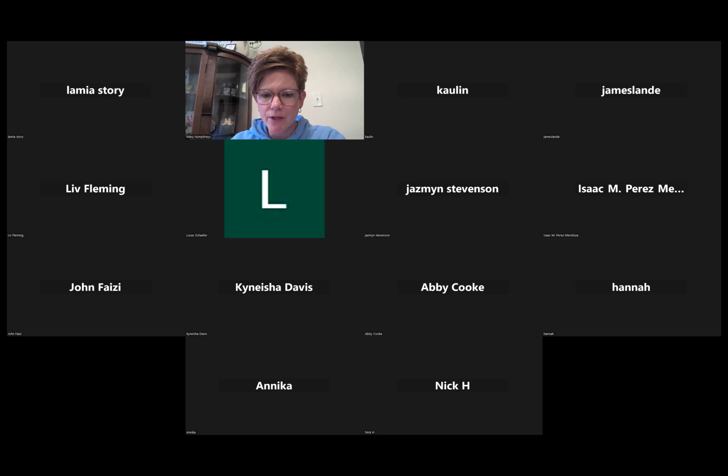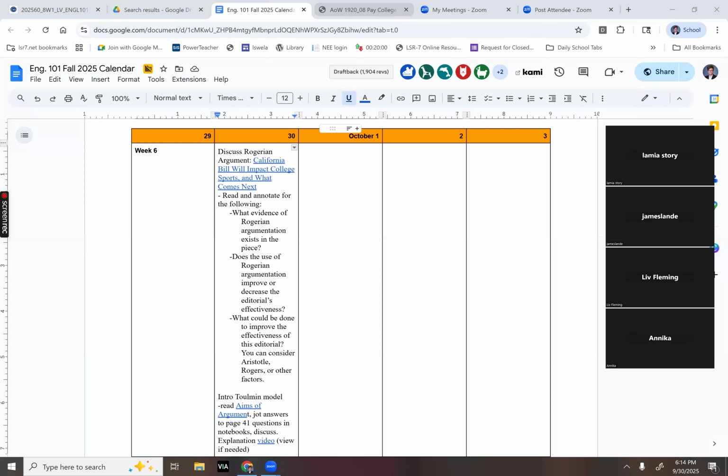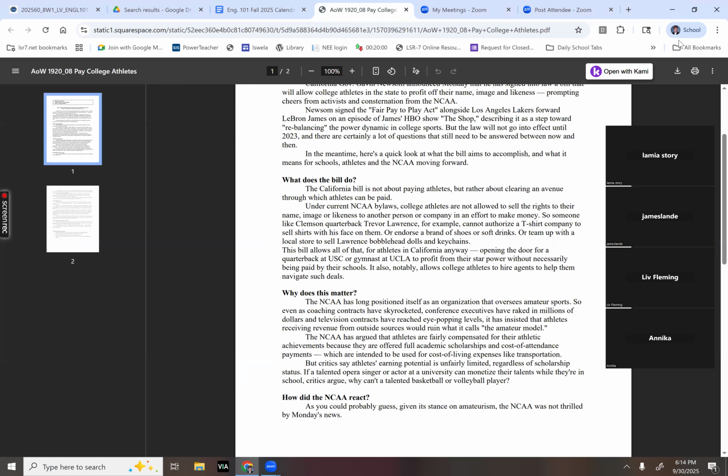Excellent. Very good. Anybody else have anything to add? I'm going to actually pull that text up while we're talking here, but does anybody have anything to add about Rogerian argument in this particular article right here on our screen?